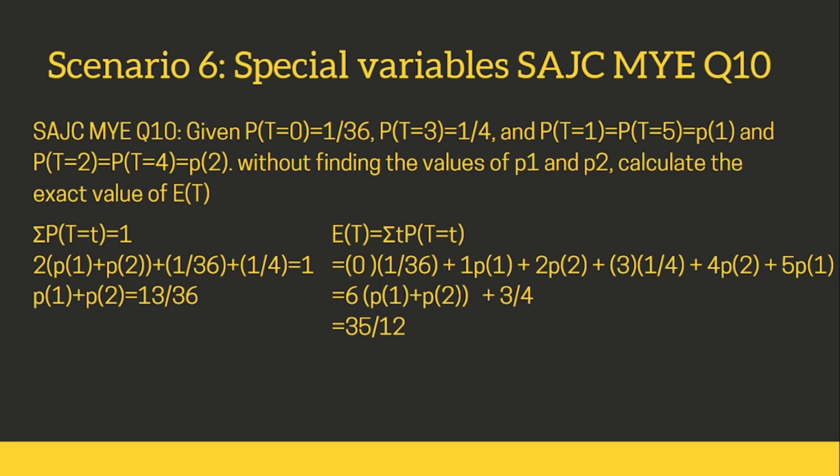Then another question. Sometimes the question will give you their own random variables, and in that case we are just going to follow with it. In this question, we are given that the probability T equals 0 is 1 over 36. The probability that T equals 3 is a quarter, and the probability that T equals 1 equals the probability T equals 5 equals a certain probability, which we denote as p1.